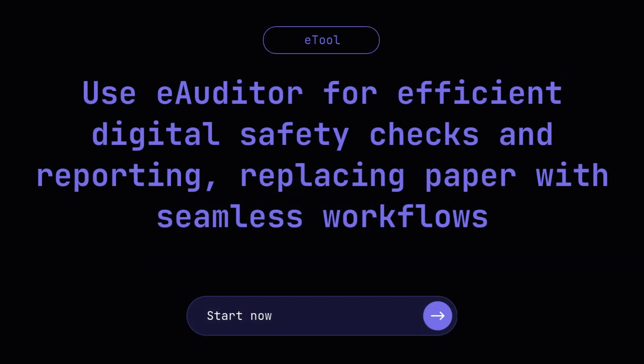Start by opening eAuditor on your device. It is your central tool for recording and reporting safety checks. eAuditor replaces paper checklists with a digital workflow. This makes inspections faster and easier to track. Available on mobile and tablet, it ensures consistency.